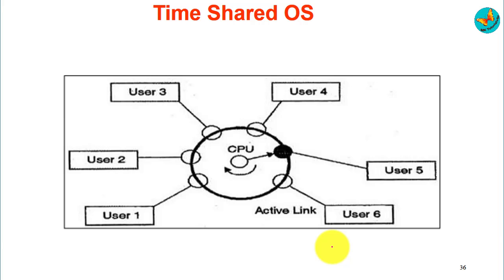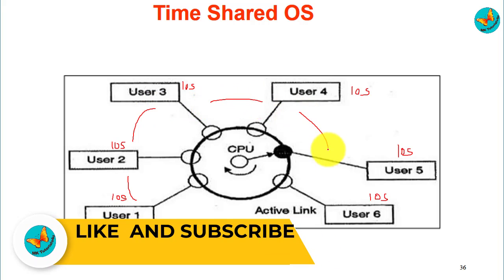Now here consider the diagram for this. Like I have told you, the CPU will be given to all the different users based on the time slot. For example, let us consider that each user gets a time slot of 10 seconds only. So each user will get a time slot of 10 seconds, and then the next person will get the time slot. So in this way, in a round robin manner, the job will be completed.